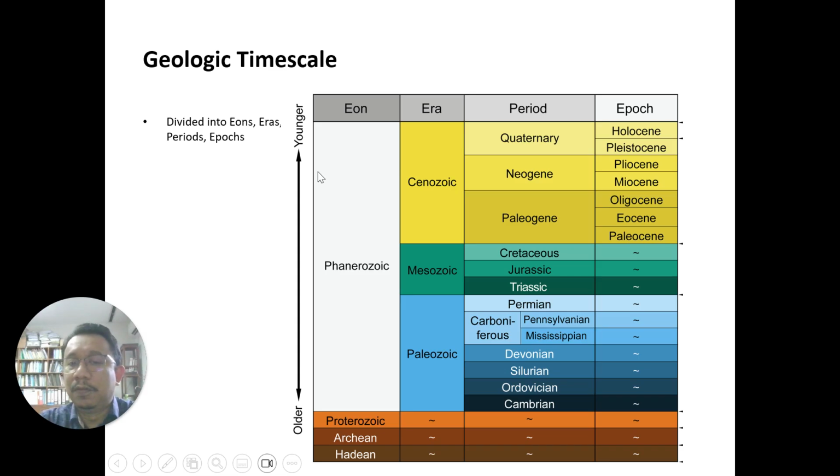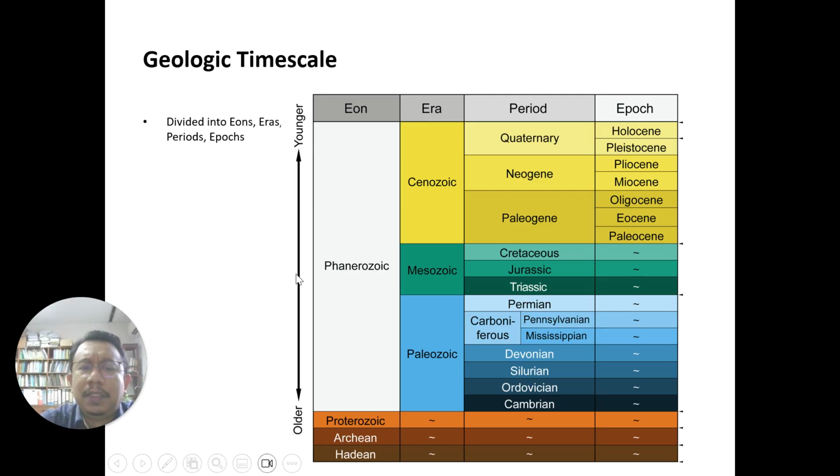So the history of the Earth, the time scale, can be divided into several units that we call eons. There's Hadean, Archean, and also Proterozoic eons. And also you have the Phanerozoic eon. Okay? And so going from older at the bottom to younger at the top. Usually what we do is that we lump together Proterozoic, Archean, and Hadean into this group that we call the Precambrian, so before the Cambrian, okay?